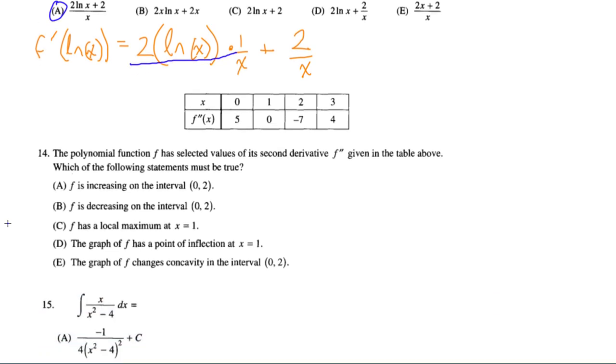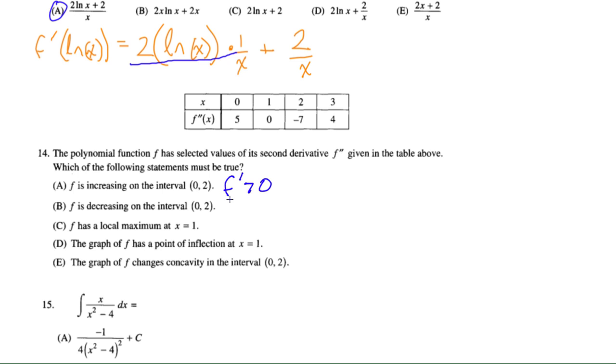All right, number 14, polynomial. We have the second derivative given in the table above. Which must be true? What is the definition of f increasing? F prime of x goes from positive to negative. No, that's a maximum. Try again. For increasing, f prime is greater than 0, exactly.